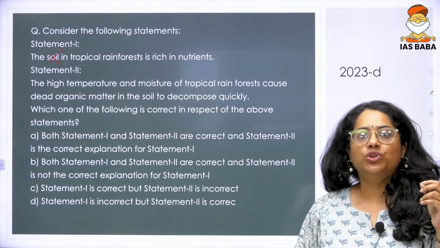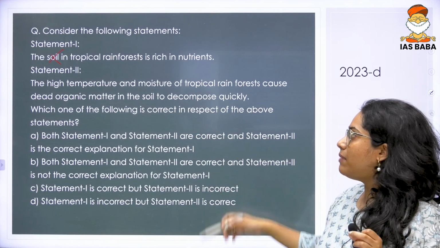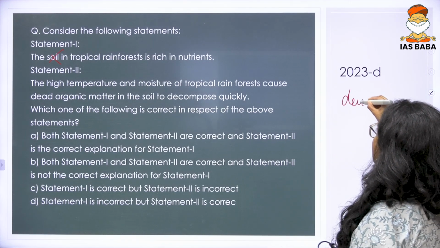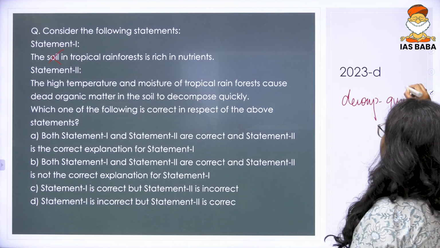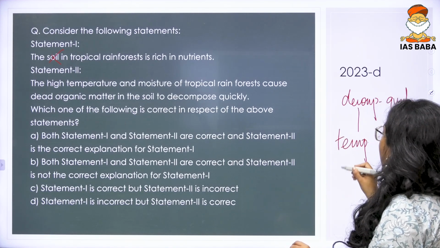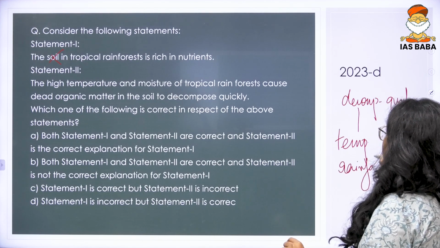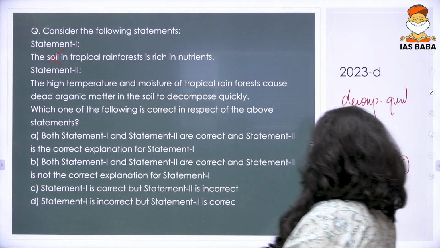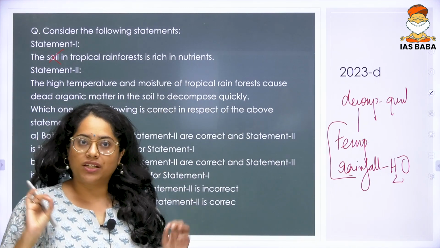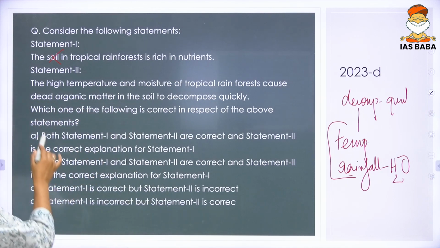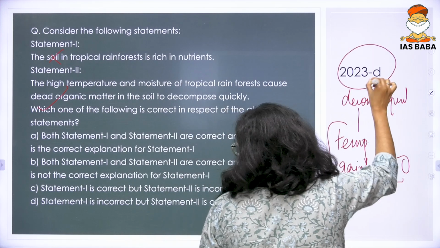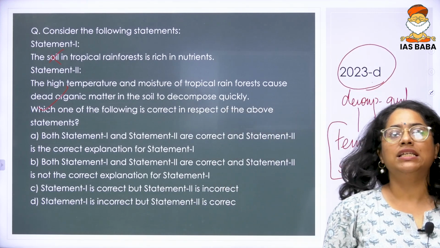The high temperature and moisture of tropical rainforest cause the dead organic matter in the soil to decompose quickly. Yes, that is a true fact, because for decomposition to happen quickly, two conditions are important: the temperature should be optimal, and the water content should also be there. In a tropical rainforest, there is no scarcity of these two things, so the decomposition happens quickly. So statement 2 is correct, statement 1 is wrong. The answer for this question is D. Statement 1 is incorrect and statement 2 is correct.